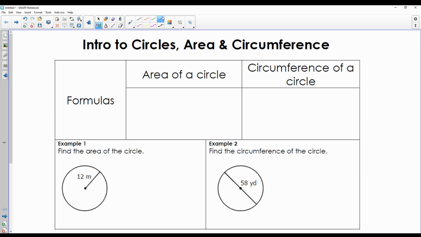So circles, this is mainly a review lesson. You should already be familiar with the area and circumference of a circle. Our next lesson is a little bit new. But area of the circle, you just want to memorize this formula.